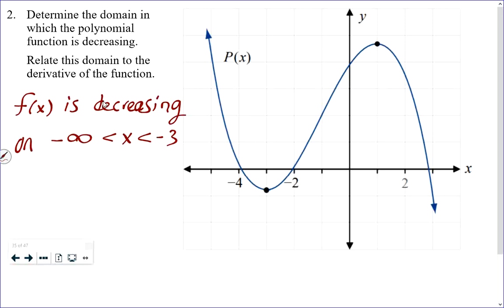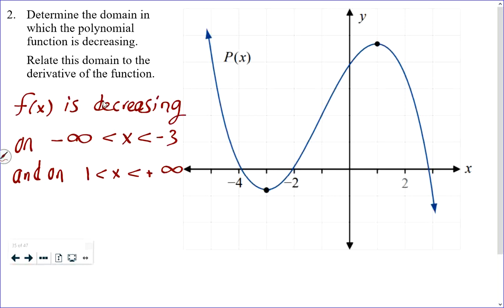x is less than negative 3, right? You could just say x is less than negative 3. I don't think that's an issue, though. And on x is greater than positive 1, or 1 is less than x, which is less than positive infinity. I don't care how you write it. You can use interval notation. You can use the fancy set notation. It doesn't matter to me. Any questions with 2?